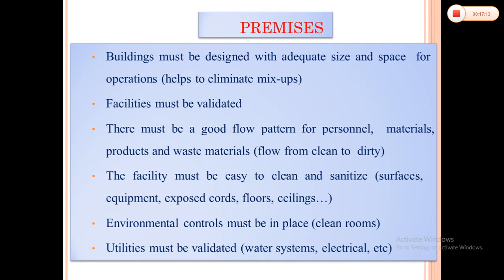So the facility must be easy to clean and sanitize, like the surface, equipment, exposed cores, floors, ceiling. Environmental control must be in place and utilities must be validated, that is, the water system or the electric system. The standard environmental control depends upon the area involved. For manufacturing there is a different area, for the filling we are using the aseptic area, and for the packing we are using the clean area. So depending upon that, the proper environmental control has to be there.